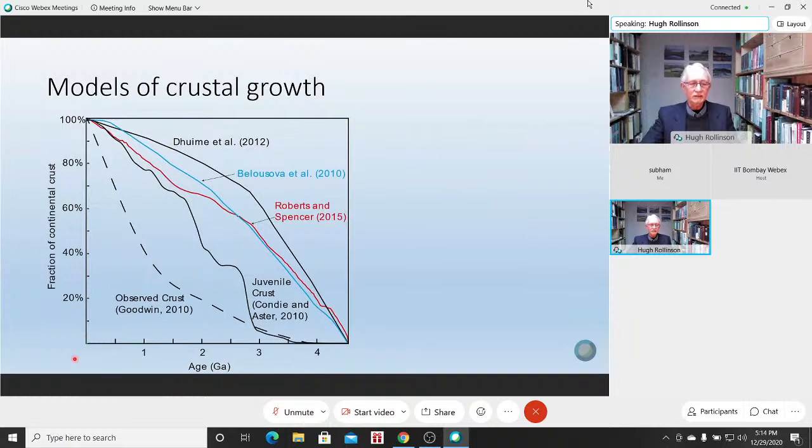So we have a graph showing geological time from the present day on the left here to the beginning of the Earth on the right. And on the y-axis, I'm showing you the fraction of the amount of continental crust that has actually grown over geological time. And you will see from this graph that there are many different models. You will see, for example, that the amount of crust which is observed of different ages is very different from many of the different models that we see.